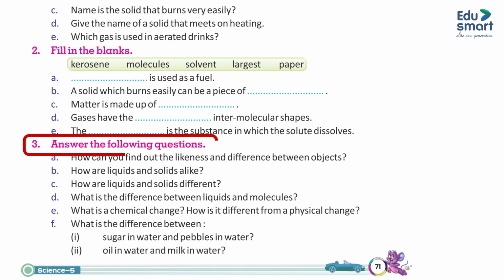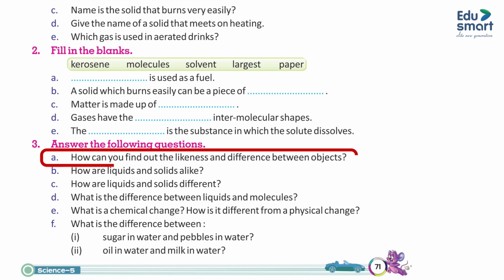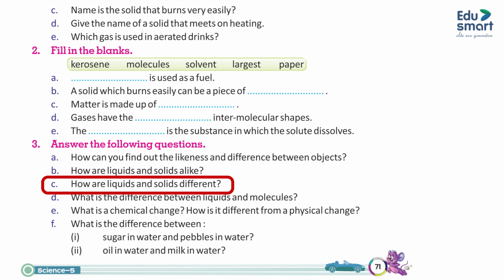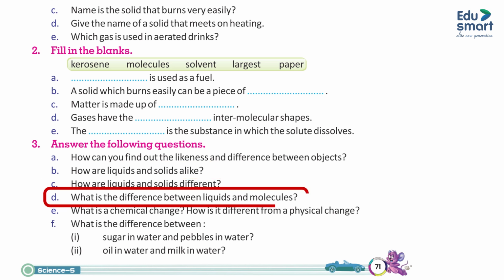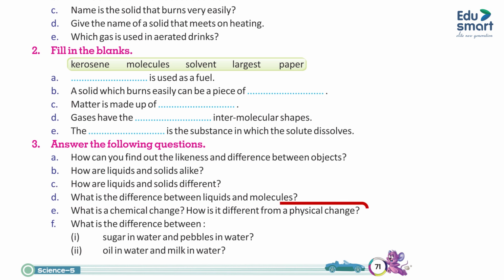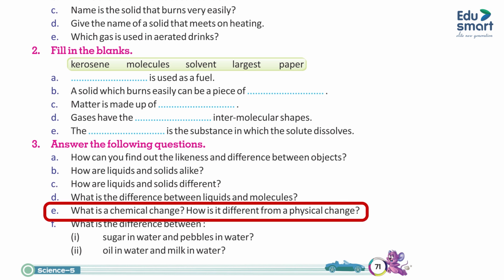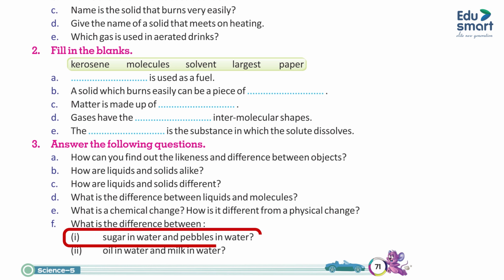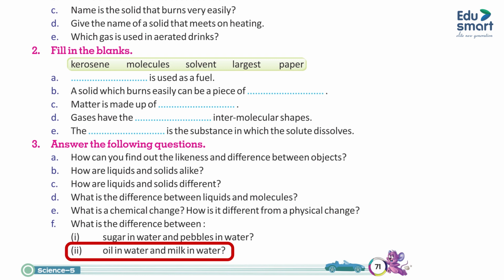3. Answer the following questions. A. How can you find out the likeness and difference between objects? B. How are liquids and solids alike? C. How are liquids and solids different? D. What is the difference between liquids and molecules? E. What is a chemical change? How is it different from a physical change? F. What is the difference between 1. Sugar in water and pebbles in water. 2. Oil in water and milk in water.